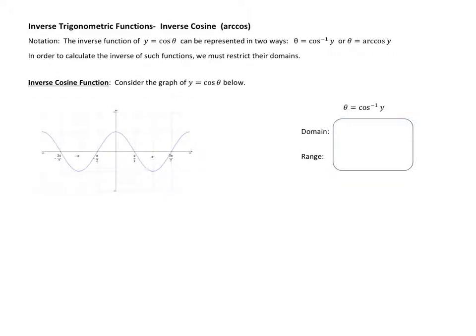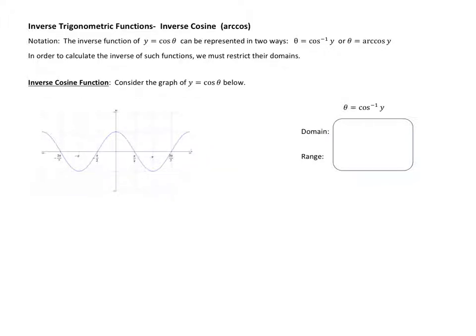Okay, in this video we're going to look at inverse cosine trig functions. As we've talked before, in order to have an inverse function, the function cosine needs to be 1-to-1, which means it needs to pass the 1-to-1 test, or the horizontal line test. If we draw a horizontal line, it touches the graph more than one time, which means it's not 1-to-1, which means it doesn't have an inverse.